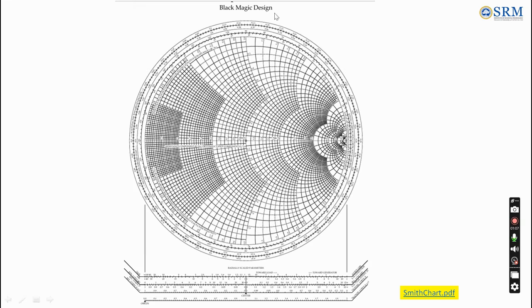We normally use a black and white design Smith chart for solving problems. I have given you the link to download the same from the website. Hope you understand how the Smith chart is constructed. These are the R circles, these are the X circles. The outermost circle is R equal to 0, and this is X equal to 1. Here X equal to minus 1 we have to take into consideration. Here the negative sign will not be mentioned, since the same chart can be used as an impedance chart as well as an admittance chart.